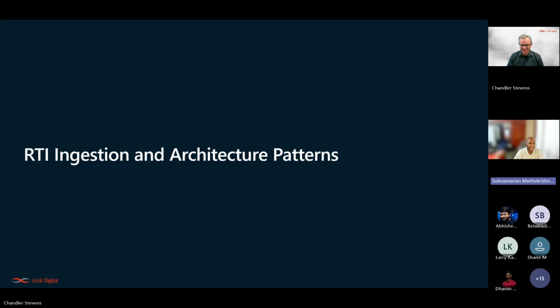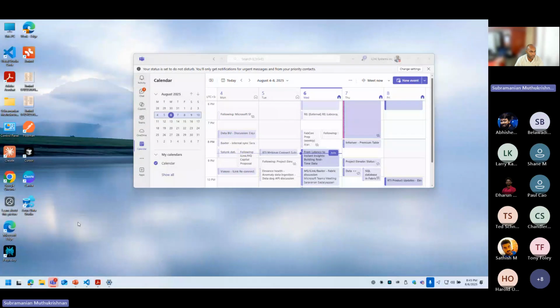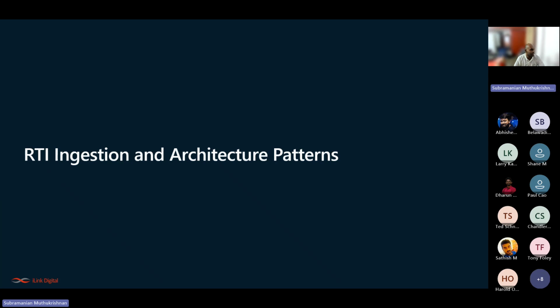Okay, let's look at it today. I will bring up my screen here. Just give me a moment. All right. So today we will look into different ingestion and real-time intelligence architecture patterns. I will probably move away these visuals here.